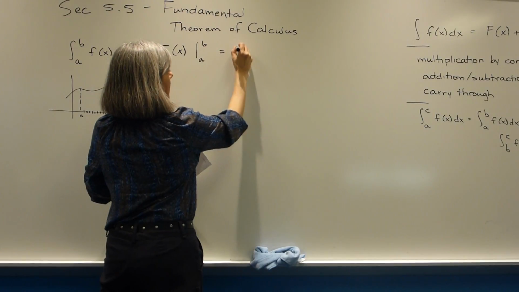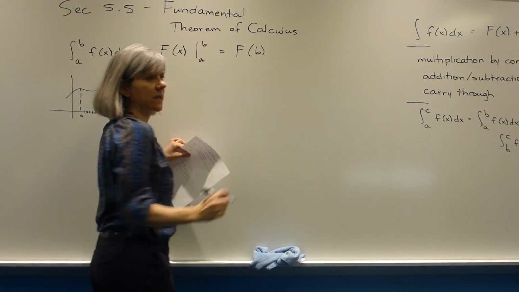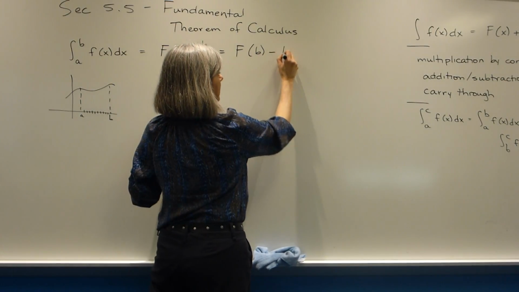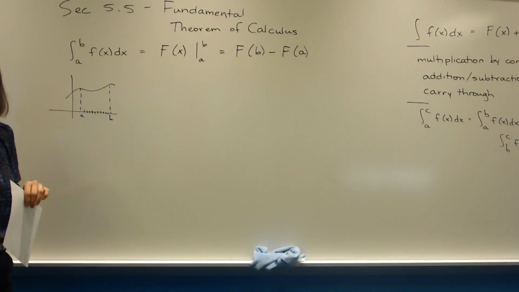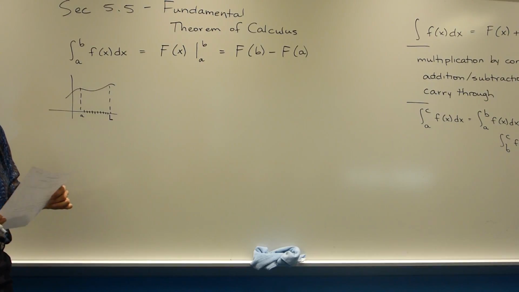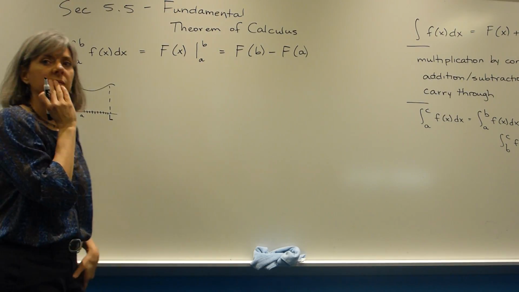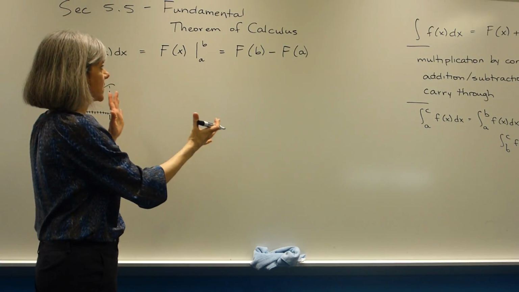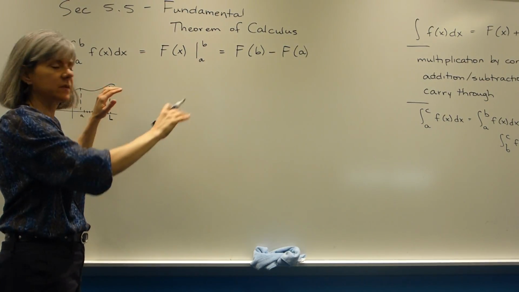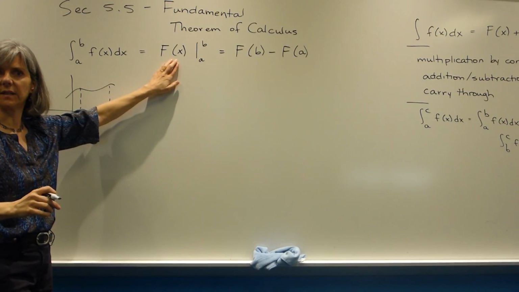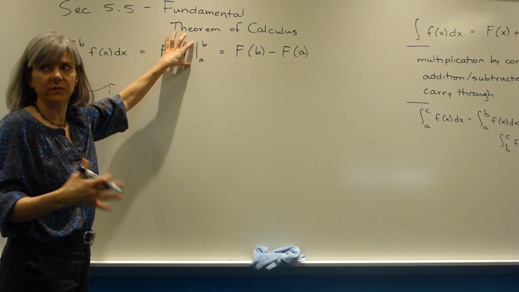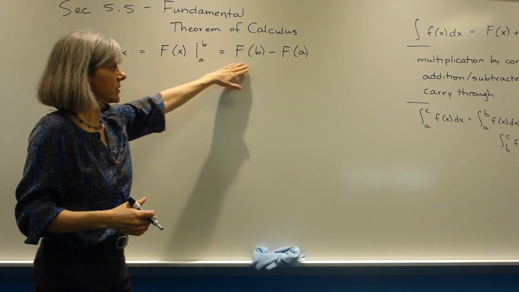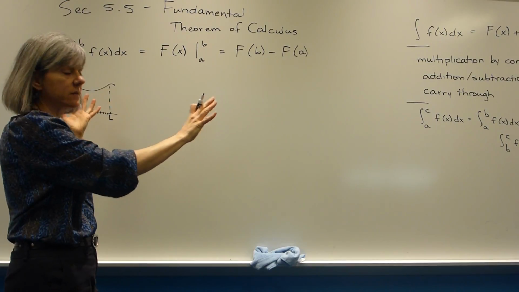What this means is evaluate at the top number and then subtract off the antiderivative evaluated at the bottom. So this is actually a fairly straightforward process. To go from here to here, we do the antiderivative. We've done that a couple of days now. Here, we're just evaluating, and we've done evaluations for a long time.